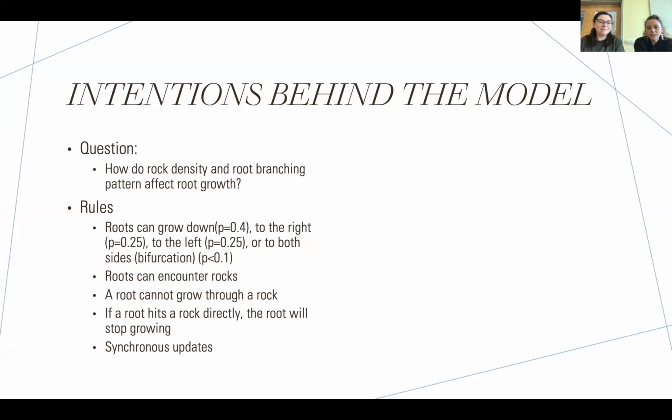The way that we simulated root growth was we programmed a 40% chance that a root can grow down, a 25% chance that it can grow to the right or to the left, and a 10% chance that it can grow to both sides or bifurcate. And also roots can encounter rocks. Roots cannot go through rocks, and so if a root hits a rock directly, the root will stop growing. And we also used synchronous updates.